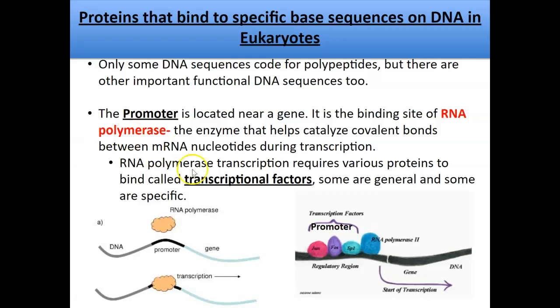This first picture is pretty simple, just shows the promoter and the gene and RNA polymerase binding to the promoter. This one adds in some transcription factors, right? So they're going to also bind near the promoter along with RNA polymerase in order to help turn the gene on.